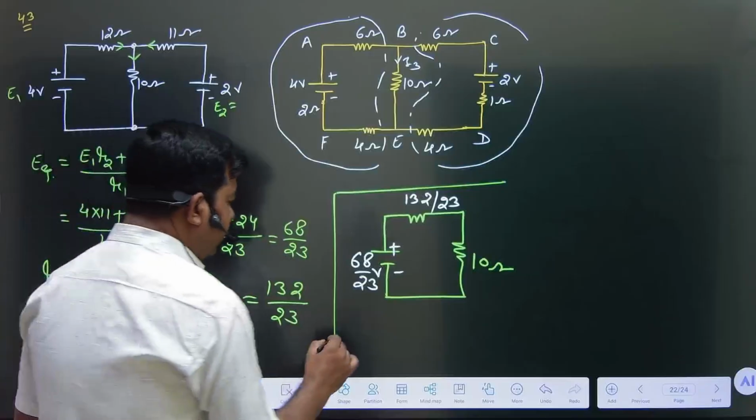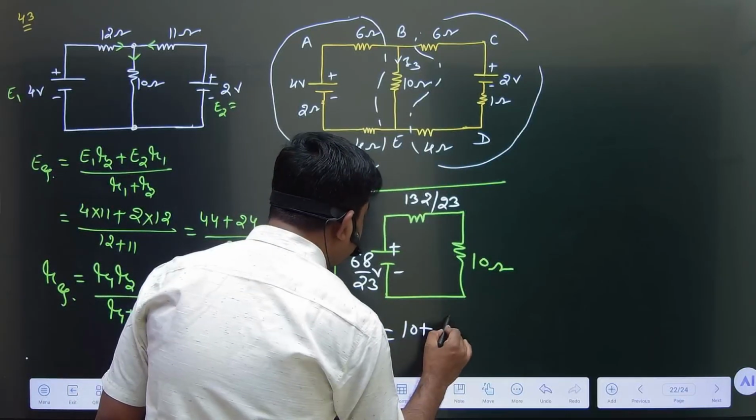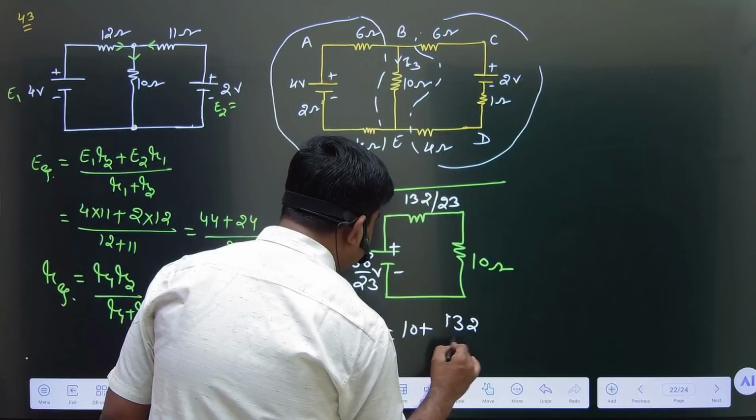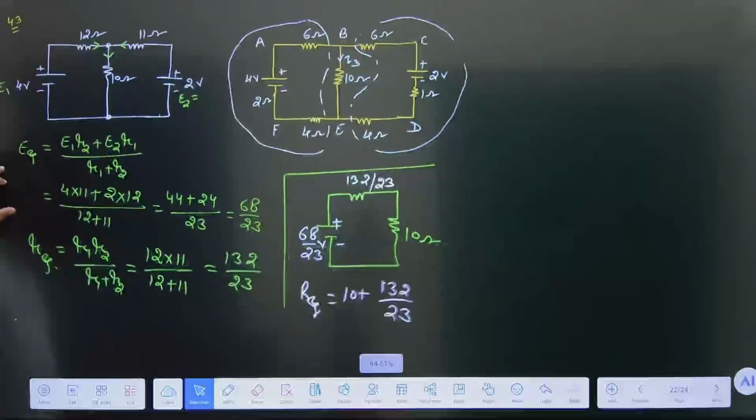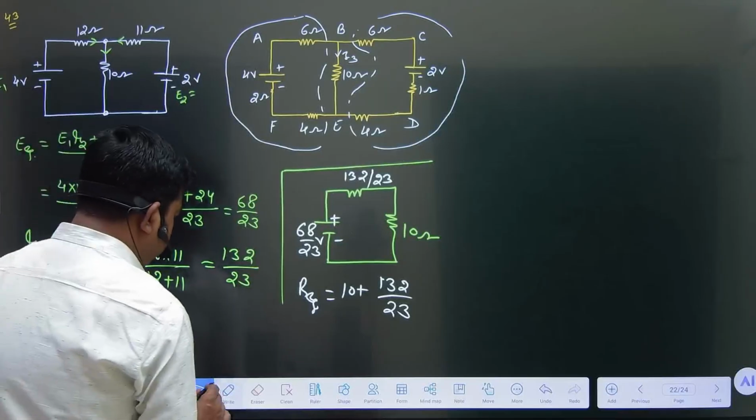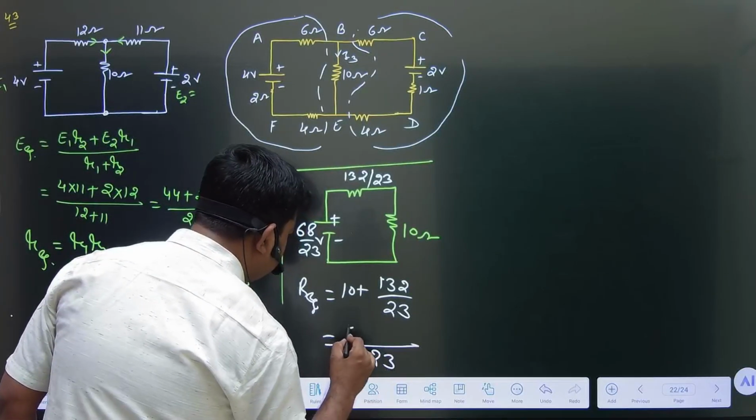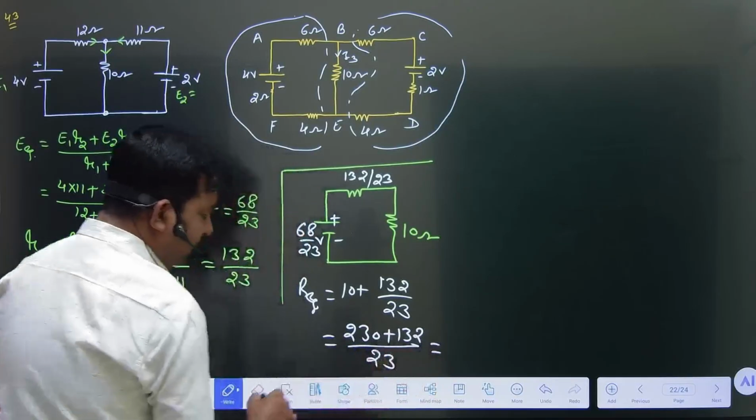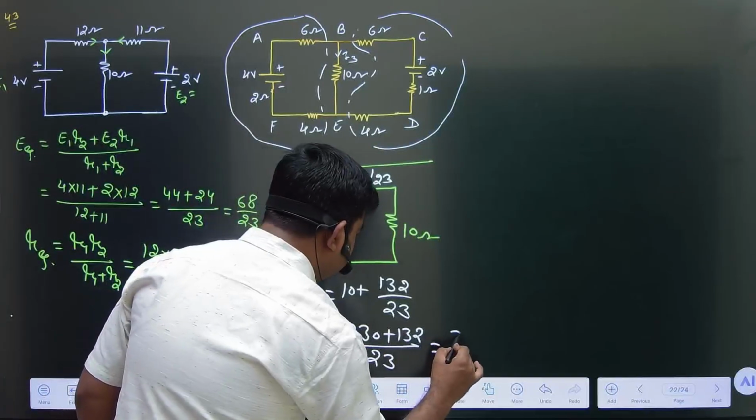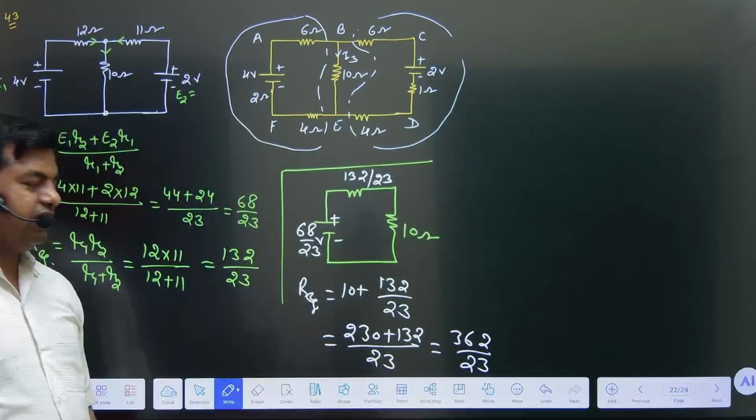What is the capital R equivalent? So capital R equivalent is 10 plus 132 divided by 23. Okay, 132 by 23. Now here we have to take the LCM 23. So this is 230 plus 132. On adding the terms, we get 362 by 23. This is the R equivalent.